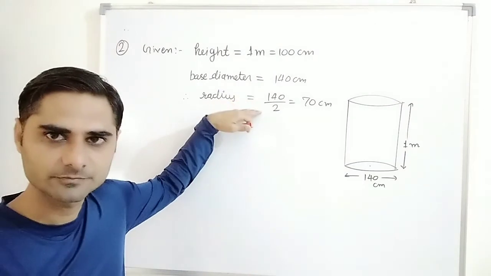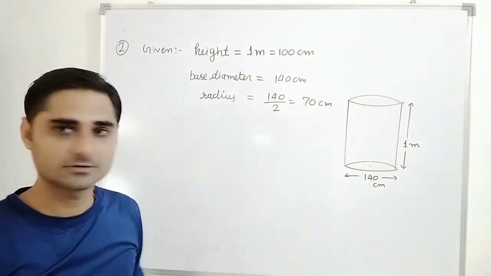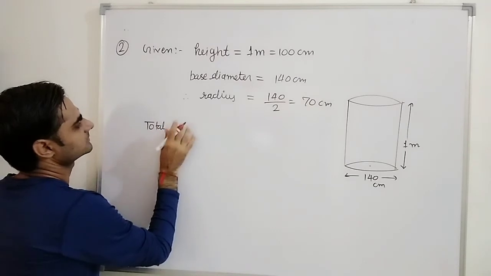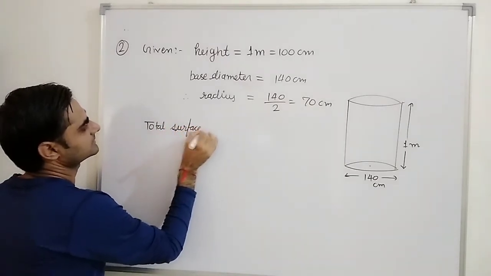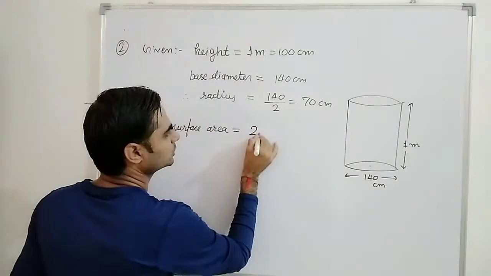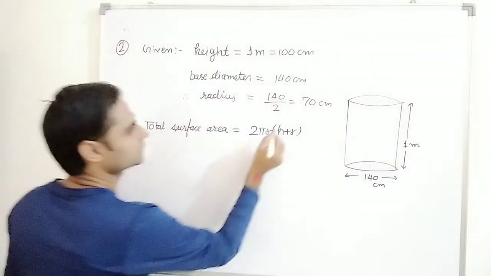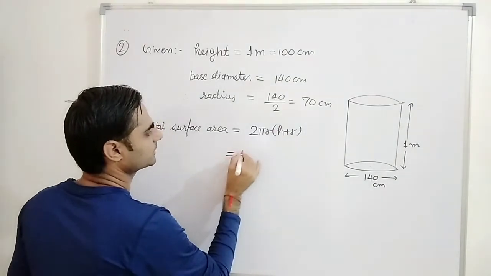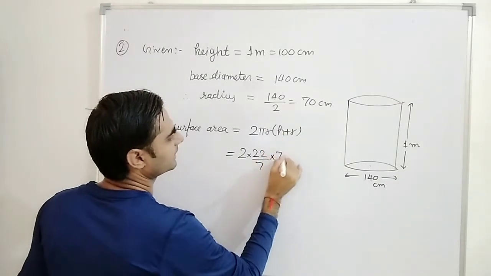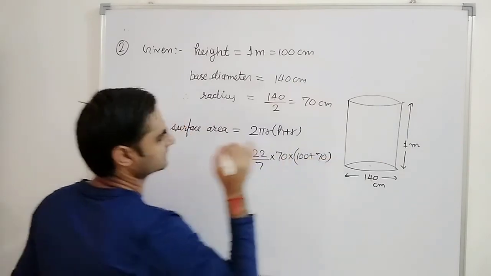Now we have radius, we have height. Can we find total surface area for required sheet? So total surface area will be equal to, how much is total surface area? 2 pi r into h plus r. Okay, 2 pi r h plus r. This will be equal to 2 multiplied by 22 upon 7 multiplied by r multiplied by h plus r. h is 100 plus r.